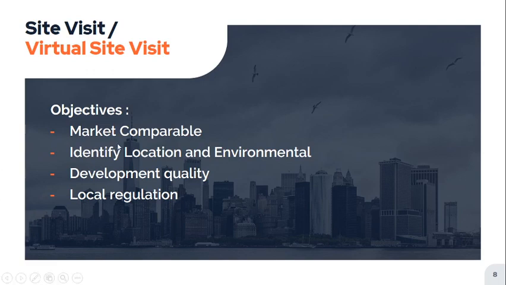Second, we identify the location and the environment. So in our comparable, we need to know what is the best in that area, and what is the difference between our subject property and that area. Third is the development quality. If they develop residential landed houses, how is the quality of the development? Third is the local regulation.